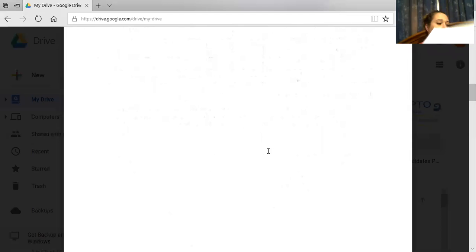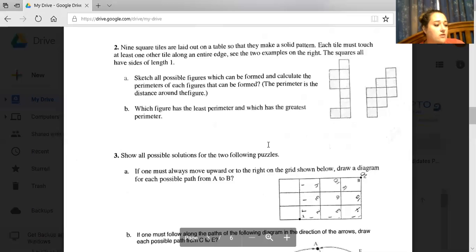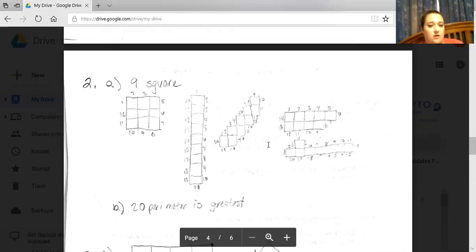On page 2, the question is 9 square tiles are laid out in a table. It says to sketch the possible figures. This is basically just a guessing game. You have to have 9 tiles. They all have to touch in one form or fashion on one side.